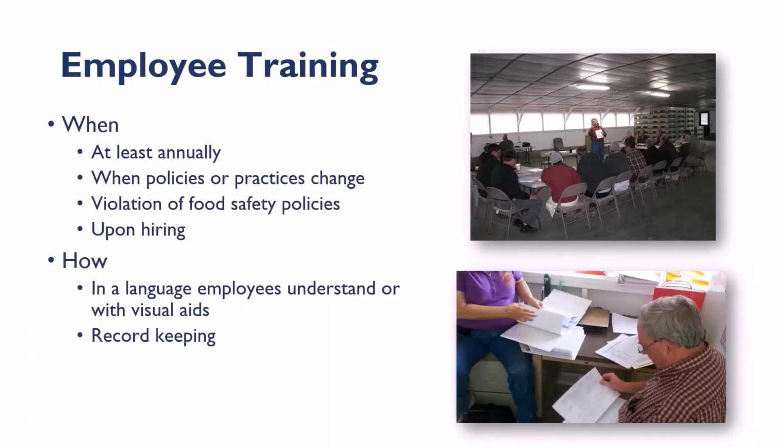The most effective trainings occur when supervisors or employers lead by example and adhere to the rules and demonstrate their commitment to food safety principles. Employees should be trained at least once a year. Additional trainings should occur when a policy or practice has changed, an employee has violated a food safety policy, or when an employee is newly hired. Trainings should occur in a language that all employees can understand or with the help of visual aids.